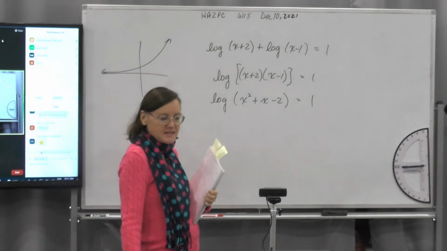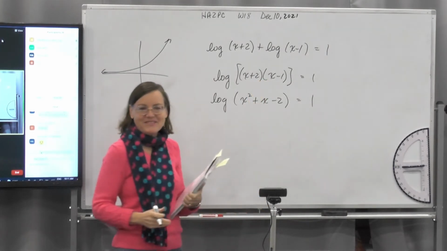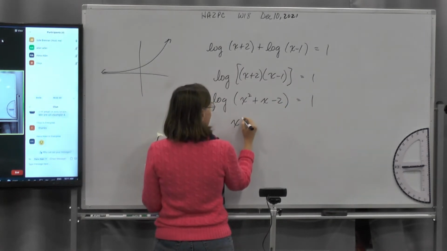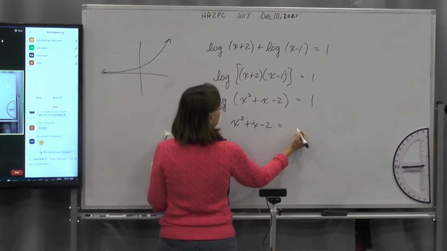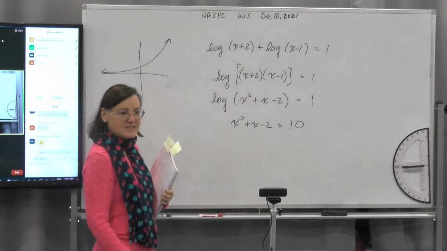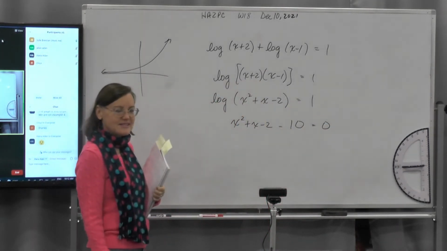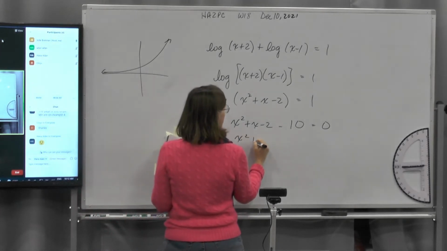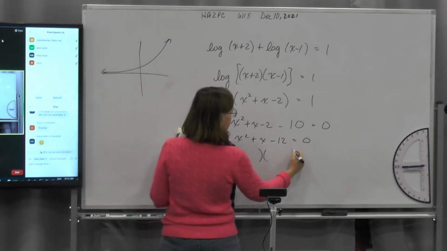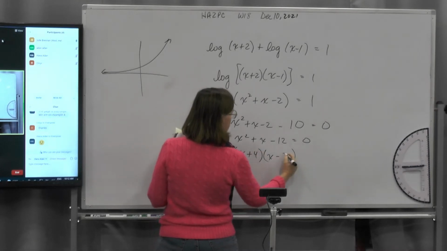How would I get this to a nice solvable form? I don't want to factor and go backwards, right? 10 to the 1 is equal to this one. x squared plus x minus 2 is equal to 10 to the 1, or 10. And it's a quadratic, so subtract. So, x squared plus x minus 12. Does this factor? 3 times 4, right? What is it? Plus 4 minus 3.